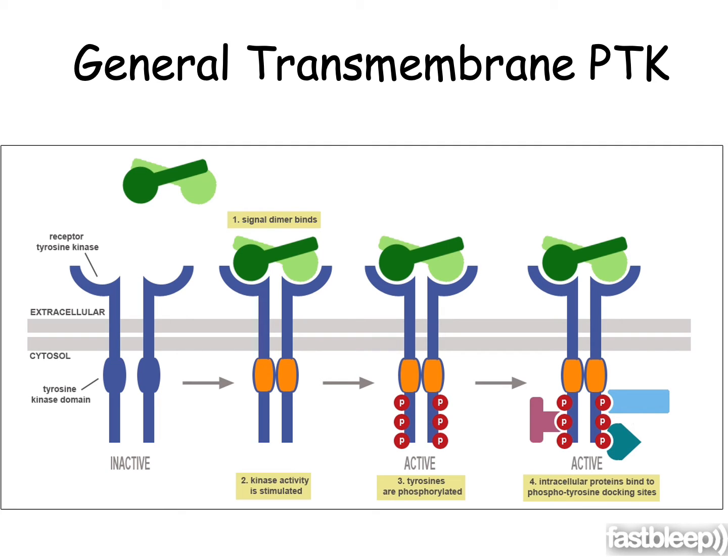generally the case, that this process starts at the cell surface where a signal molecule comes in and binds to a receptor, and that usually causes aggregation of the receptors and activates the kinase activity, in this case phosphorylating itself at different tyrosine residues. And once that happens, the signaling part of the molecule becomes active and signals downstream proteins to start the cell division process.